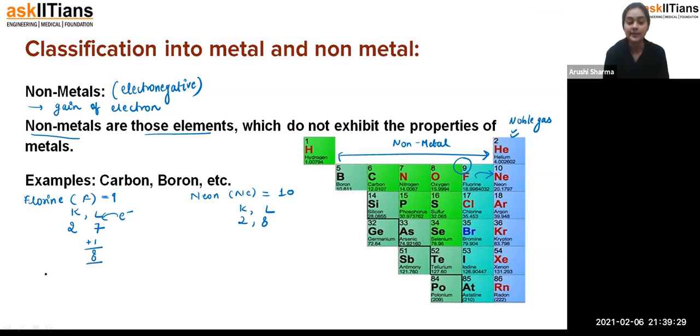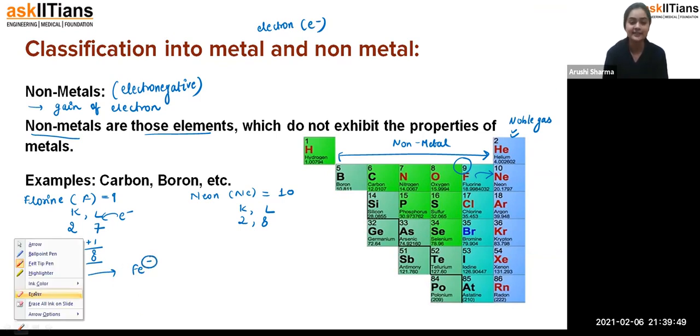Now what will happen is that fluorine, by gaining one electron, like you are adding an electron into it, I am representing the electron by e negative. Don't get confused, because electrons are negatively charged. So it converts into Fe negative. Oh, sorry, not Fe. Fe is iron. F negative.